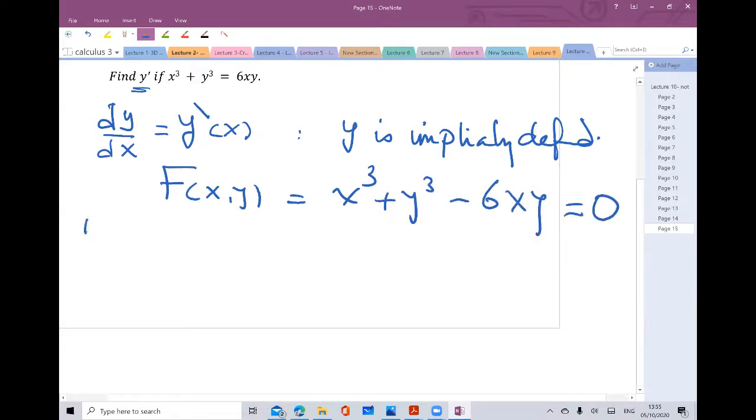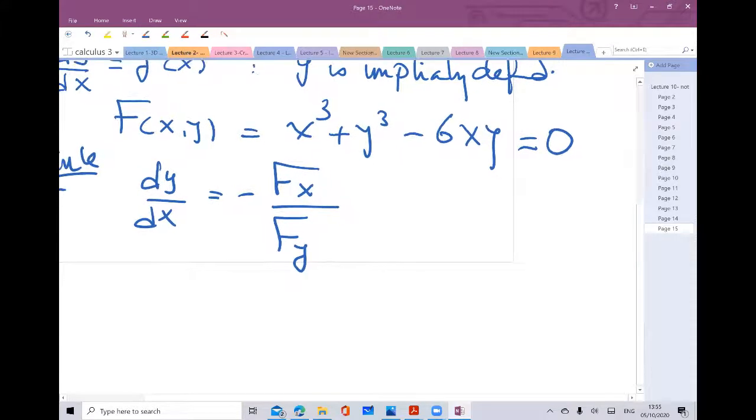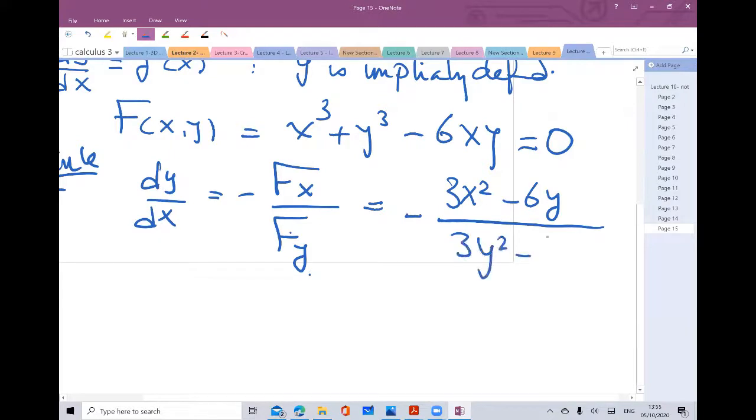Now from the rule of implicit differentiation, I know that y prime, dy by dx, will be minus F sub x over F sub y. So I have a negative here. What is partial f partial x? It is 3x squared minus 6y. What is f with respect to y? 3y squared minus 6x. That's it. This is my final answer for the partial derivatives using implicit differentiation. Okay, thank you.